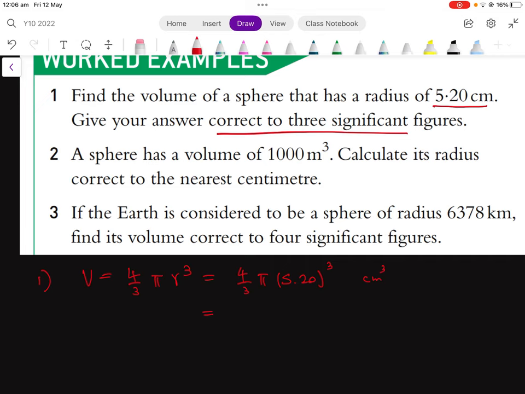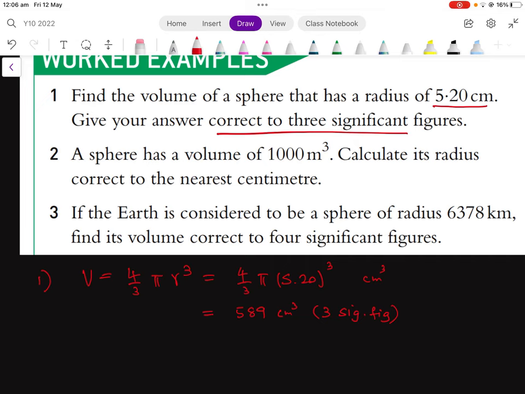Let's use a calculator. 4/3 pi r cube, and you will get 589 and some decimal places above 0.5. So your three significant figures is 589 centimeter cube in three significant figures.